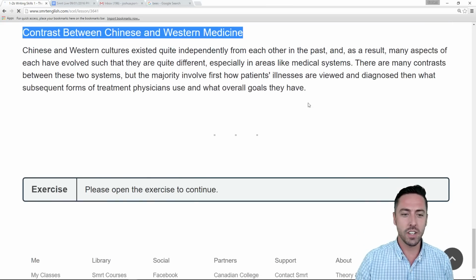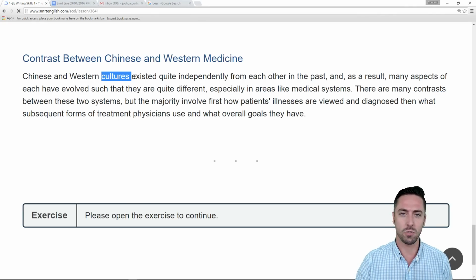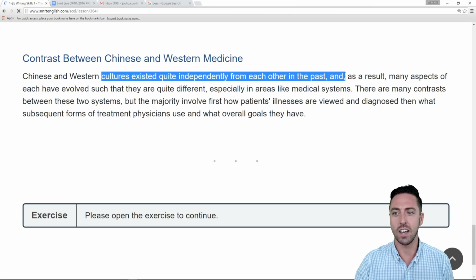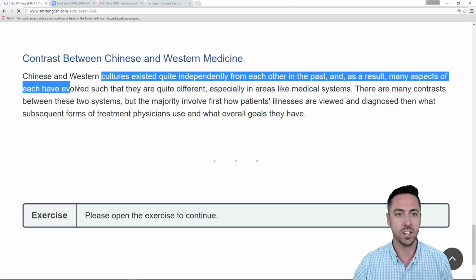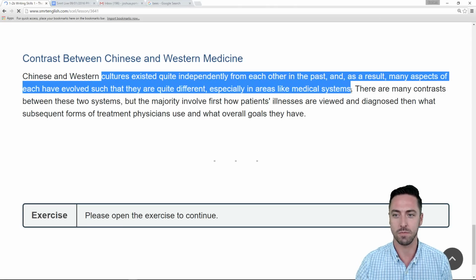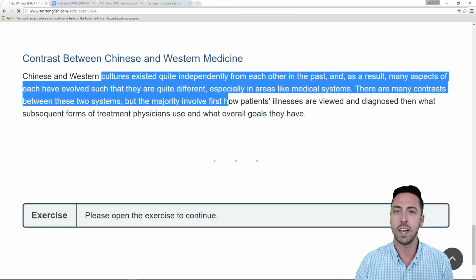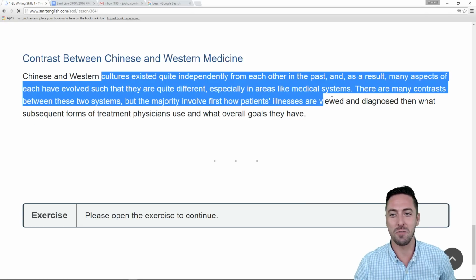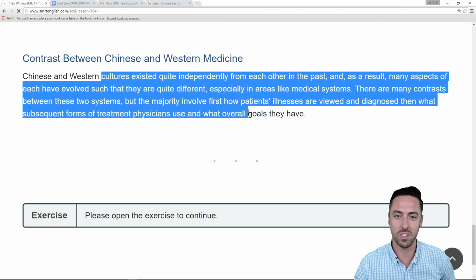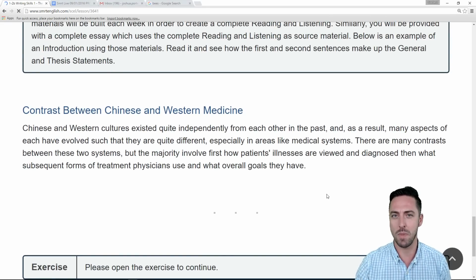So if we look at this paragraph, and I'm just going to read this to you: Chinese and Western cultures existed quite independently from each other in the past, and as a result, many aspects of each have evolved such that they are quite different, especially in areas like medical systems. There are many contrasts between these two systems, but the majority involve first how patients' illnesses are viewed and diagnosed, then what subsequent forms of treatment physicians use, and what overall goals they have. So we're gonna think about this paragraph and come back to it later.